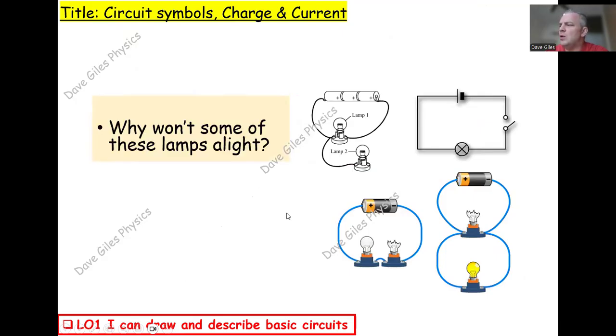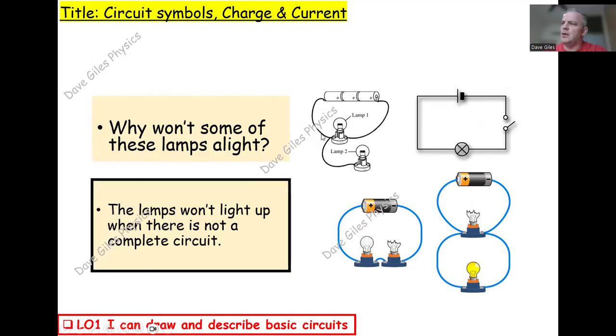Okay, so why won't some of the lights light up? If we go through each of the circuits, now this is the one we've already looked at. So like I say, for a circuit to light up, you need a complete circuit. So when there's not a complete circuit, they will not light up. So this lamp 1 will light up, lamp 2 will not. Here the switch is open, so this bulb here in the circuit won't light up.